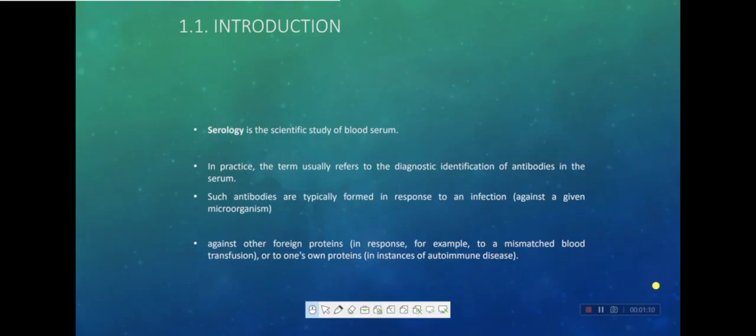The word part "logy" means study, whereas "sero" means serum. So you can state that the study of serum is defined as the branch of serology. In practical terms, it is usually the diagnostic identification of antibodies in the serum. The tests performed in serology are usually called serological tests. They are generally also called antibody tests.